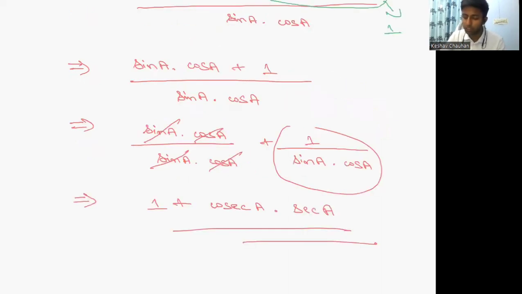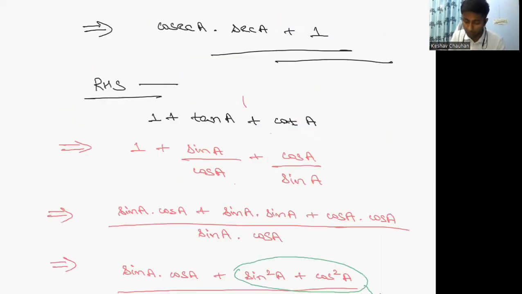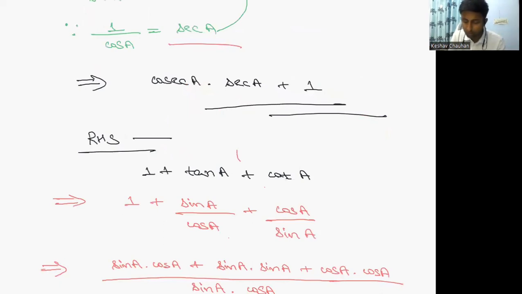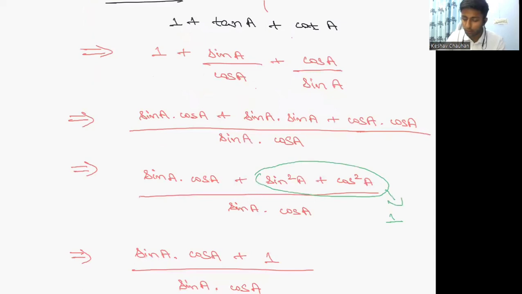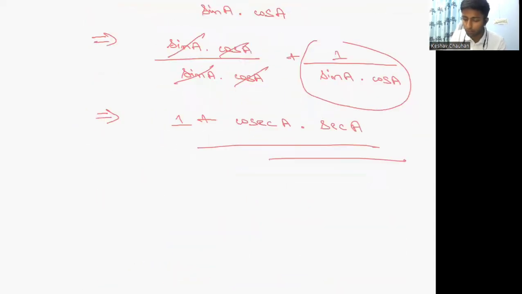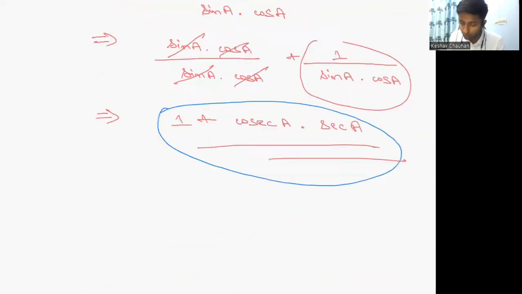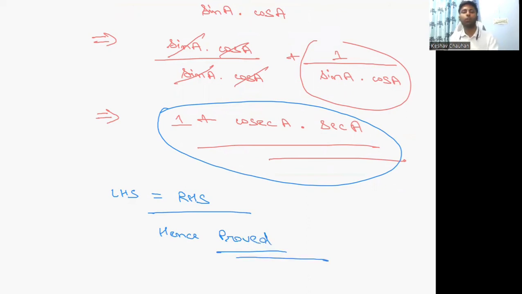So friends, we can see LHS and RHS became equal. So we can write LHS is equal to RHS. Hence, proved. I hope this gave solution to your doubt. Thank you very much.